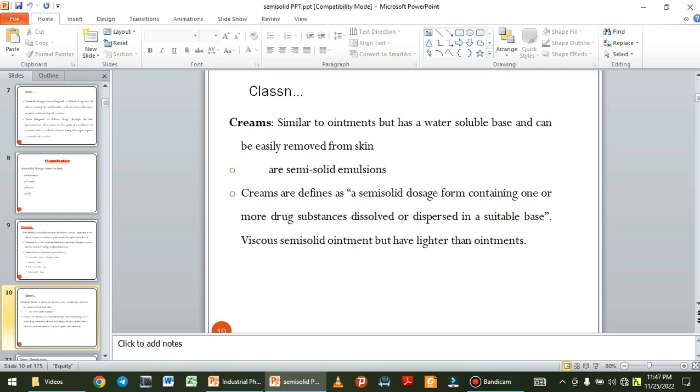The viscosity of semi solid drugs should be determined. Cream, for example, uses a water soluble base, and water is less viscous. But its advantage is that it is easily removable from the skin as well as from the container, due to having water soluble bases, and it is also called a semi solid emulsion. Cream is also defined as a semi solid dosage form containing one or more drug substances dissolved or dispersed in suitable bases.